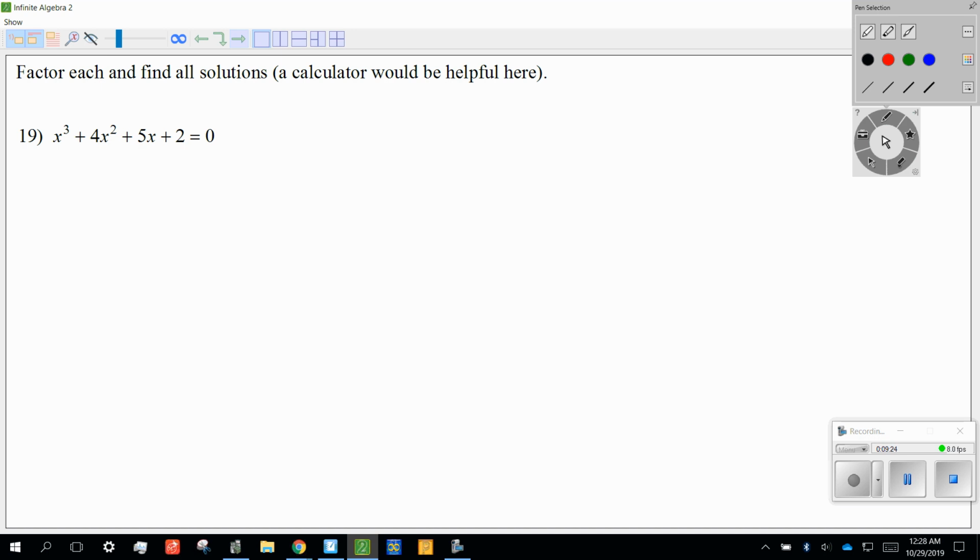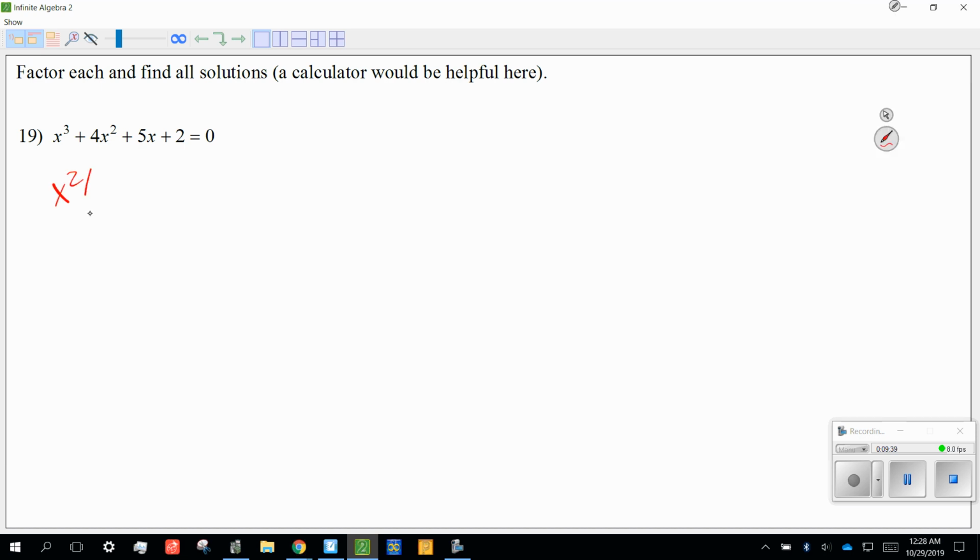Okay, let's do this one, and we'll call it quits after this one. But we need a calculator for this one because it doesn't factor by grouping. You could try it, and you would see you could take out an x squared, and it would leave you with x plus 4. And then you try to do x plus 4 here, and you'd have to put a 5 there, so you get 5x, but then 5 times 4 is 20. So this doesn't factor by grouping.